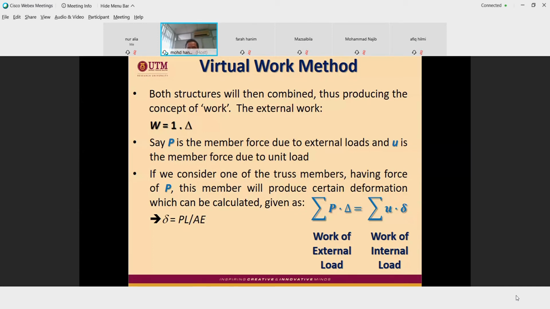So the matter now is for us to understand and remember what is P, what is U, what is delta. Delta is the one that we are going to calculate. P is the force in each member. U is the force in each member due to one unit load. Delta is the extension or deformation of each member due to P.